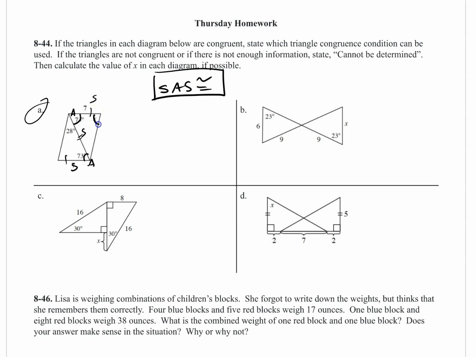Okay, so that means that this angle X is going to correspond to whatever this one is. Now that's nice. I also call this X because we could use our triangle angle sum theorem. 28 plus 73 plus X. These three angles should add to 180. 28 plus 73 is 101. So 101 plus X equals 180. And X equals 79.